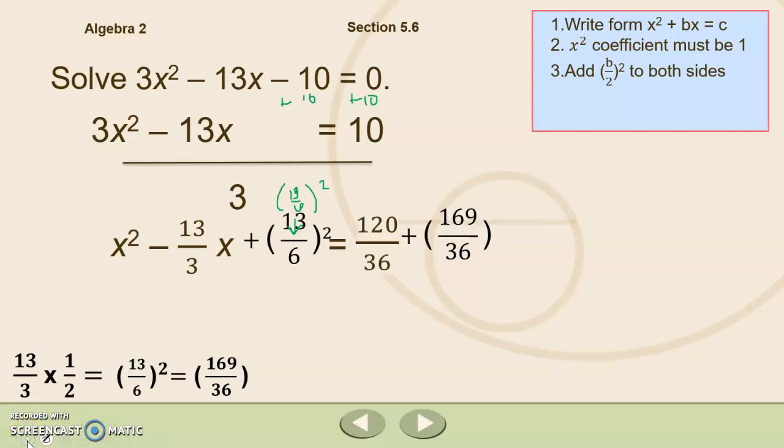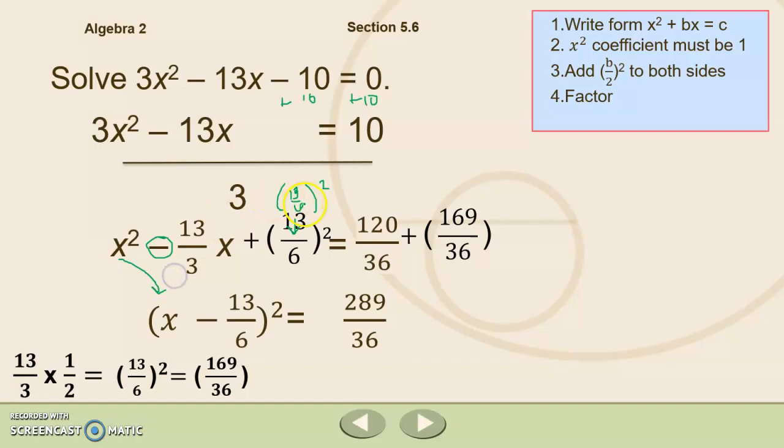Then I'm going to go ahead and factor. Using that square of a difference, I get my x term here and my 13 over 6 term here, and all of that is squared. And on the right-hand side, I've got to simplify this lovely set of fractions by changing the denominator, and then I can add. I get 289 over 36. And then we'll solve for x by taking the root.